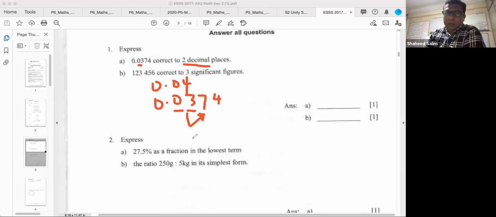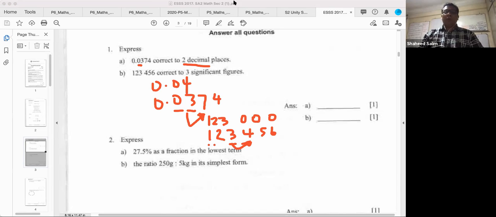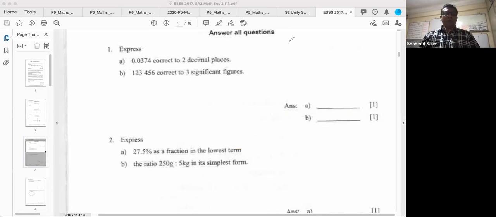Now, significant figures is different. Similar style: 1, 2, 3, 4, 5, 6. For 3 significant figures, 1, 2, 3. Look at the digit next to it. Do you plus 1? No, you don't. So you rewrite 1, 2, 3, but don't leave it like that. You must add the 0. Okay, Shafi?